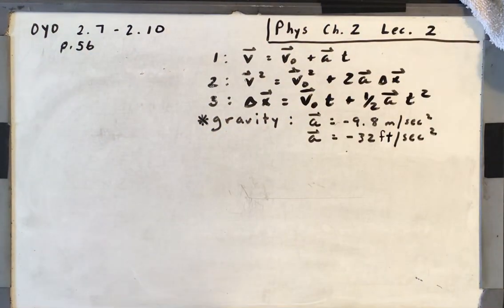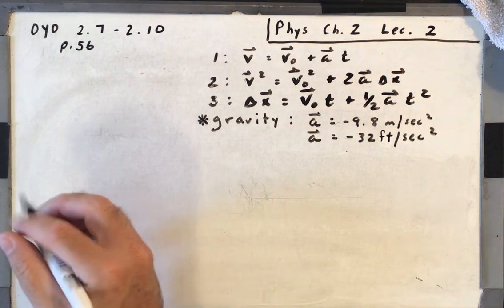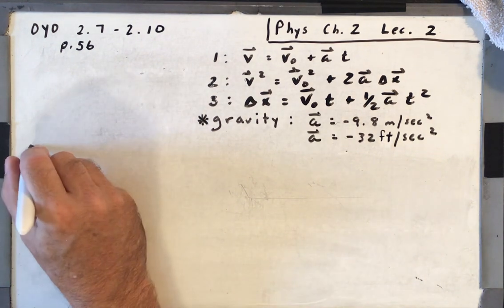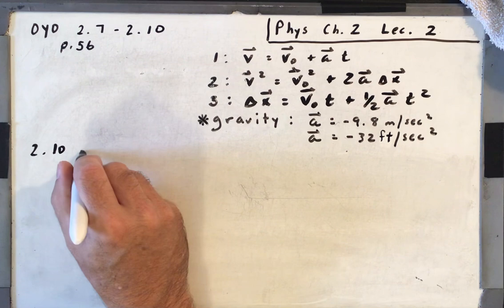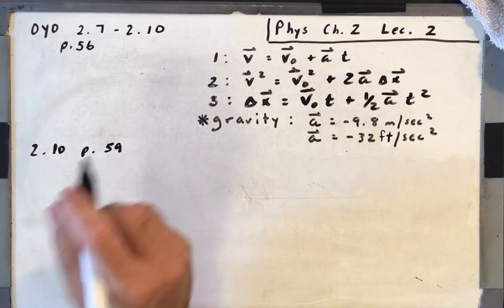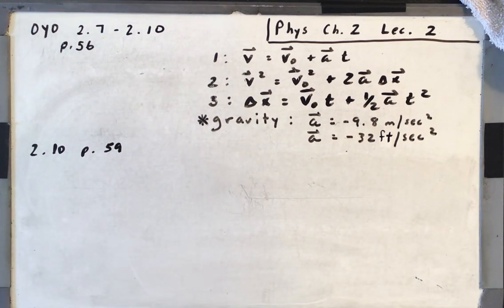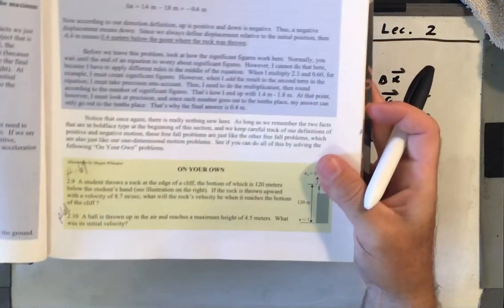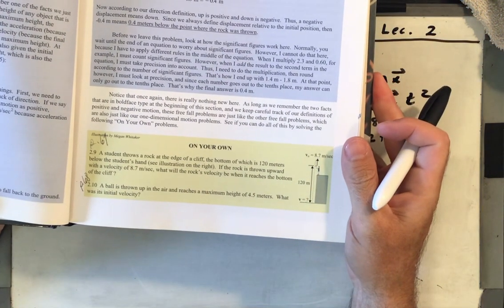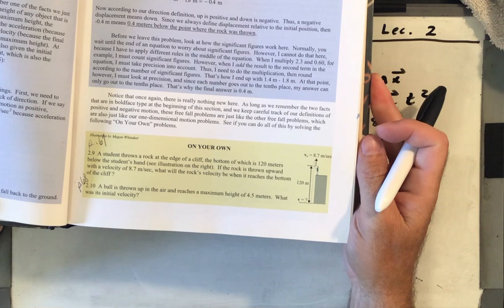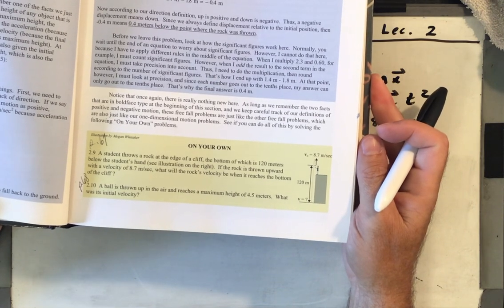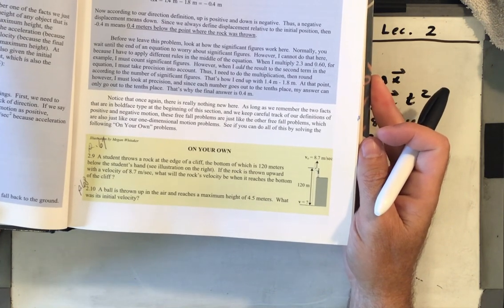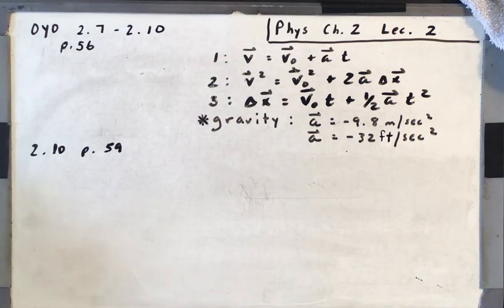Okay, let's do 2.10 right underneath on page 59. So that one says a ball is thrown up in the air and reaches its maximum height of 4.5 meters. What was its initial velocity? Okay, well, let's write down everything we know.